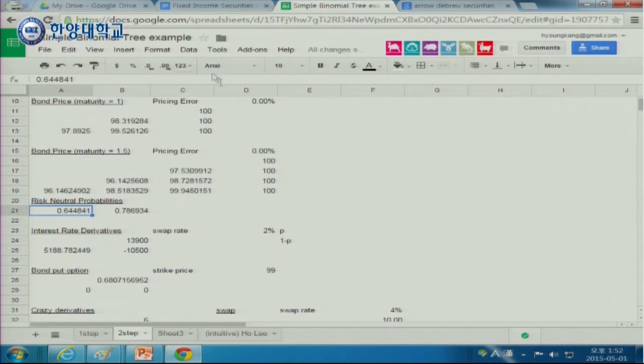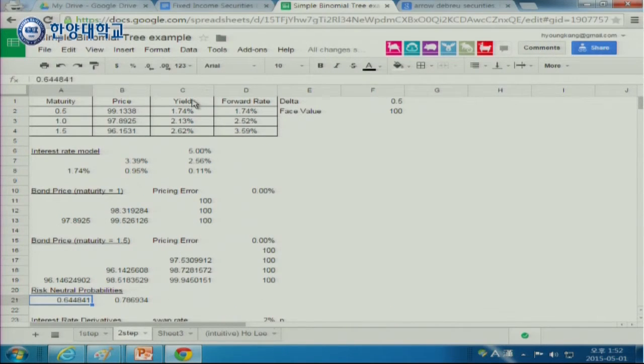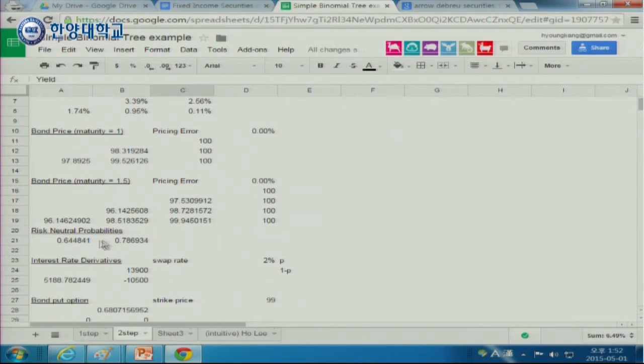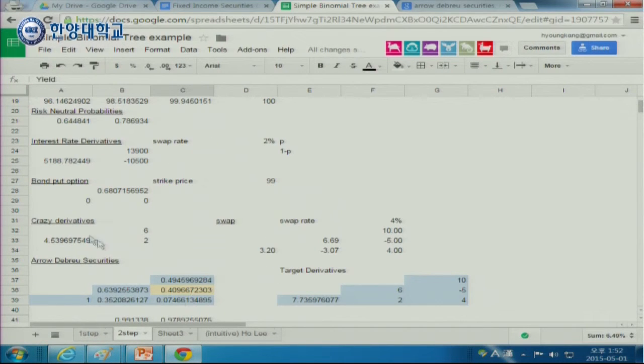Again, the process is like this. This is data, right? This is the only given data. From this data and a hypothetical interest-free interest rate model, using this one and this one, we calculate the risk neutral probability. Once we get the risk neutral probability, we can get arbitrage-able securities or whatever derivative we want.